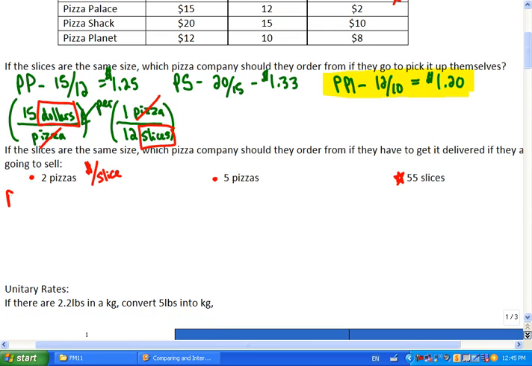If I was to look at Pizza Palace, I'm going to pay $15 per pizza. So that means I'm going to pay $30 plus $2 for delivery, which is $32. Then I have a total of 24 slices. So after I've ordered from the Pizza Palace, let's just see here, I get $1.33.